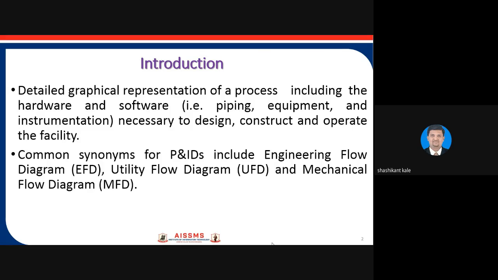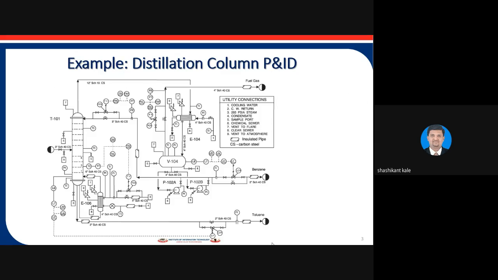Common synonyms for P&ID include engineering flow diagram, utility flow diagram, and mechanical flow diagram. This is one of the most important documents for project management. Generally, the P&ID of a plant looks like this. This is a P&ID of the distillation column pilot plant, where all the installed equipment is shown by various standards and symbology designed accordingly.